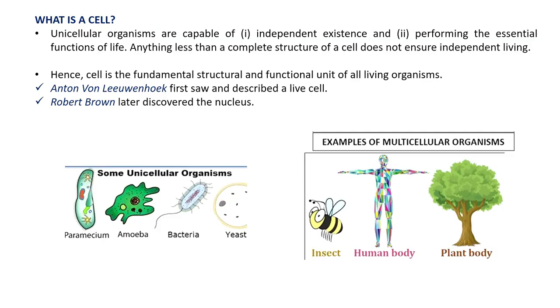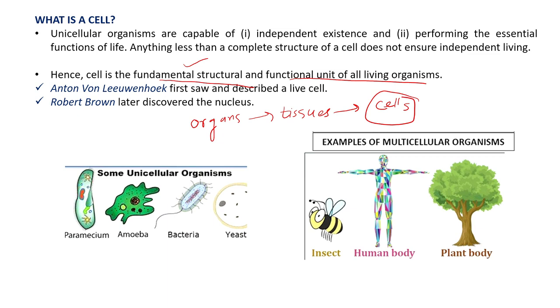So what is a cell? A cell is the fundamental structural and functional unit of all living organisms. How is it fundamental and structural? We know human bodies are made up of organs, and these organs are made up of tissues, and tissues are made up of cells. So the cell is the basic structural unit of life.